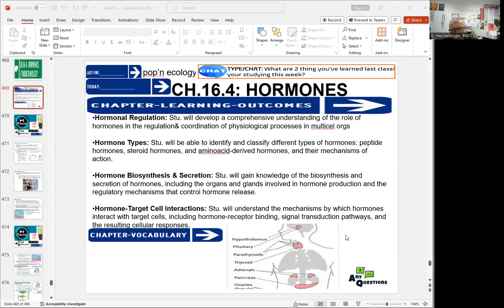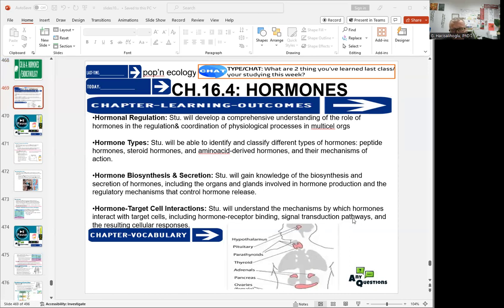And you can see here in this little infographic, we will cover specifically the endocrine system, and you can see the organs involved in some specific hormones and their actions.